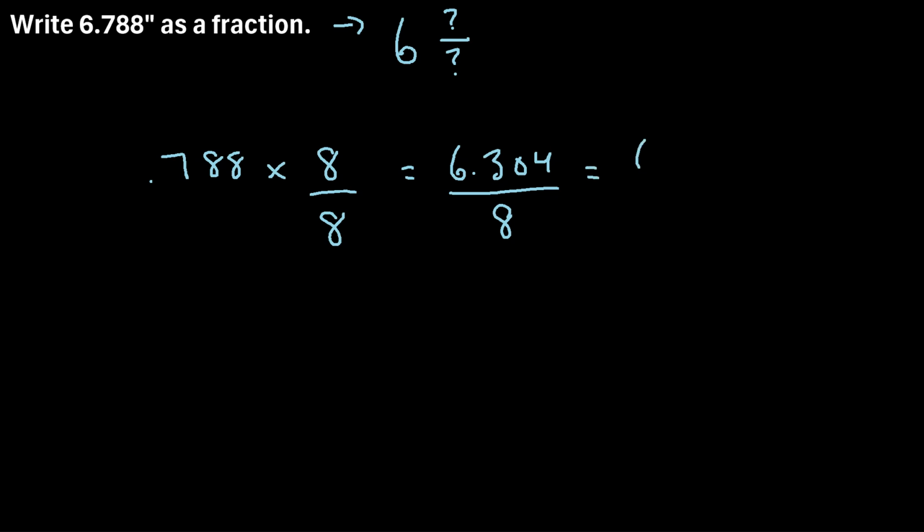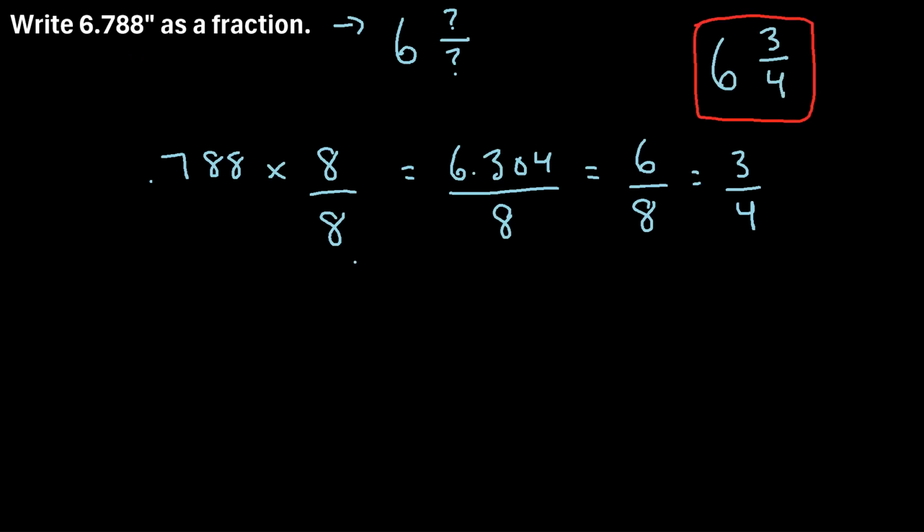So we'll write our final answer as 6 over 8. Or if you want to simplify this, this will become 3/4. So one way to write 6.788 as a fractional inch would be 6 and 3/4.